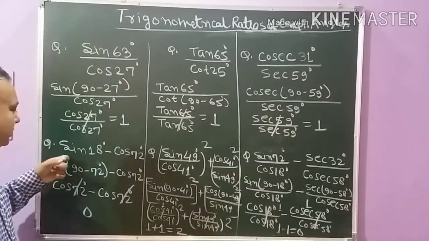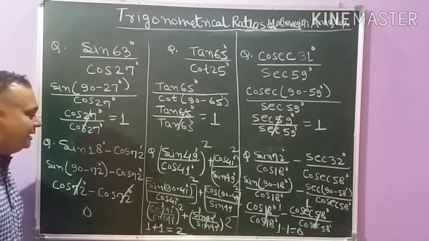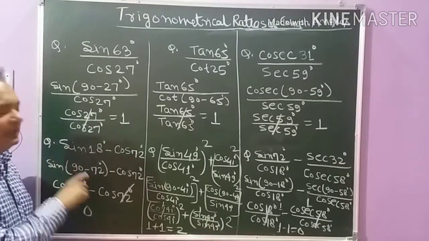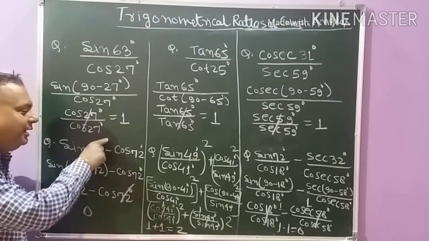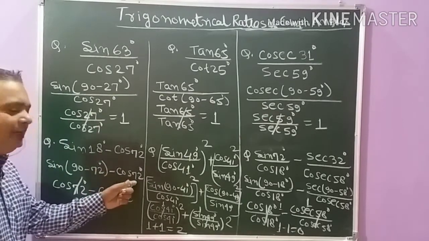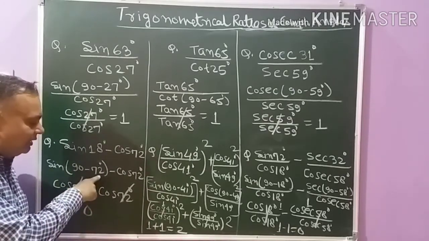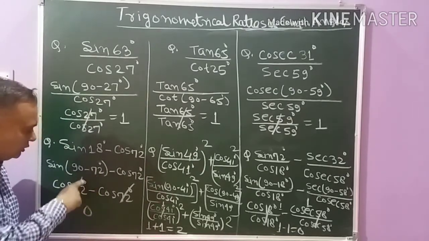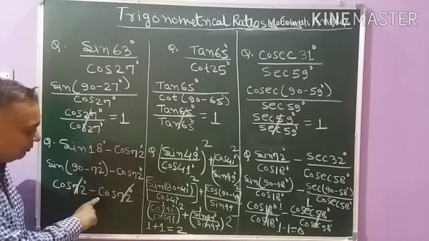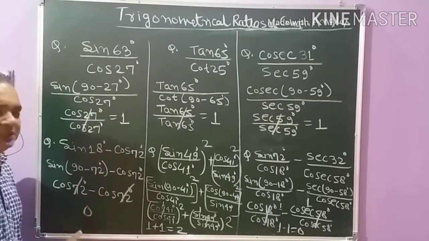Next question. Solve sin 18 degree minus cos 72 degree. Now see, here too we will do the same: either we change sine into cos or cos into sine. For example, I write 18 degree as 90 minus 72 degree and cos 72 degree as it is. So see, sin 90 minus theta is cos theta. Here the value of theta is 72 degree. So we can write sin 90 minus theta equal to cos theta, that is cos 72 degree minus cos 72 degree. Both are equal and opposite in sign. So the answer is 0.